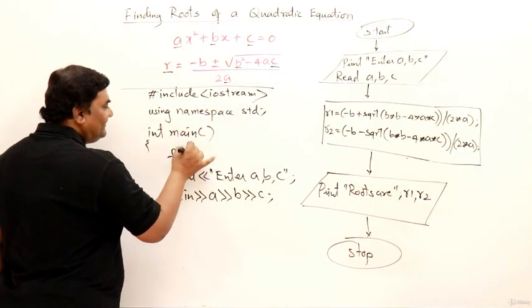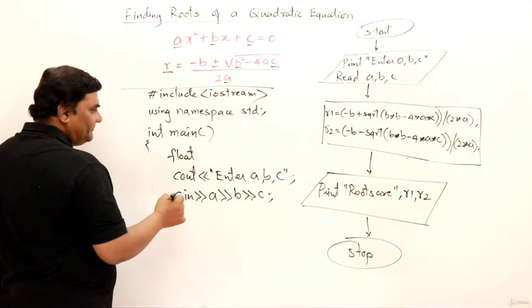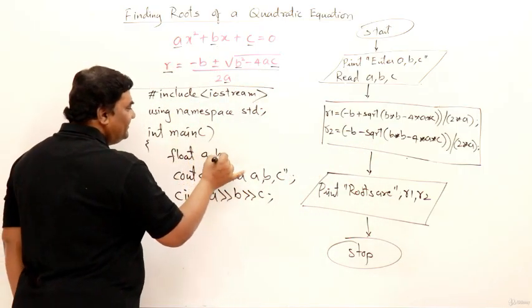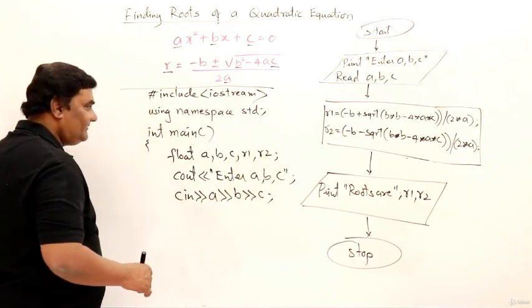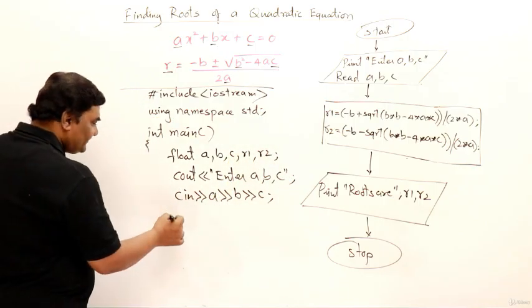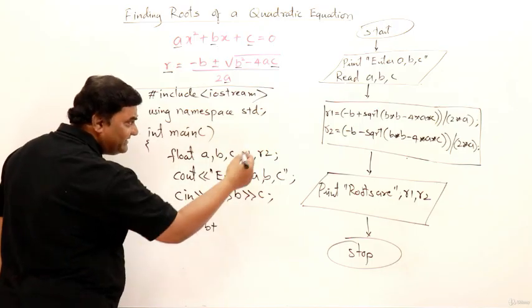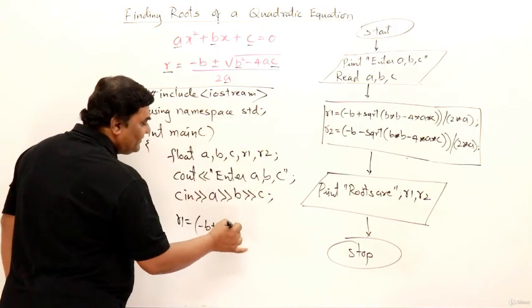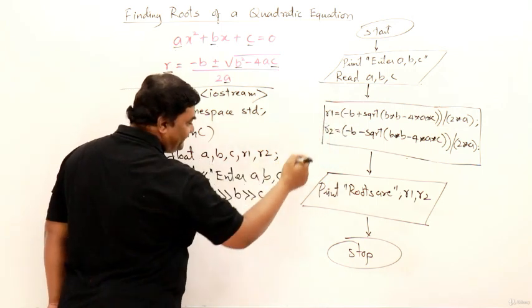I will declare all of them as float, because float is involved here. So let us make all of them float: a, b, c, R1, R2. All the variables are declared. Then the first one, R1, assign with minus b plus, the same formula. I need not write down the same thing as it is. I have written it perfectly as required in a C++ program.